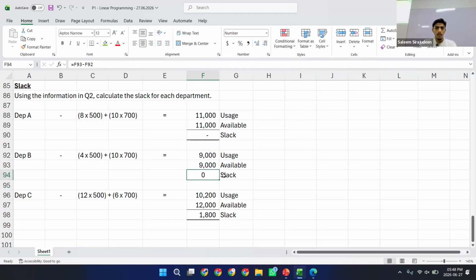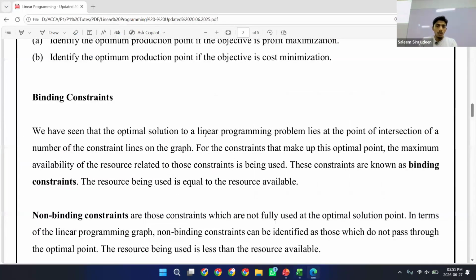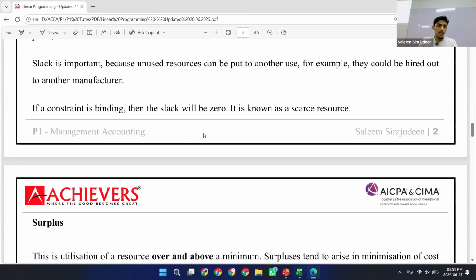Okay. Fine. So now tell me in which resource we have the slack? In department C. In department C only we have the slack, which means we have the balance amount. Got it? Right. Now the next one. So slack is done.